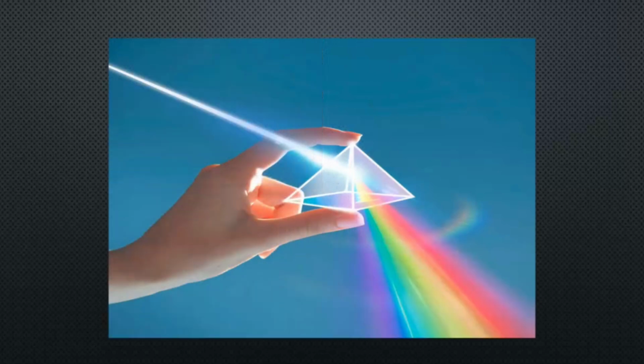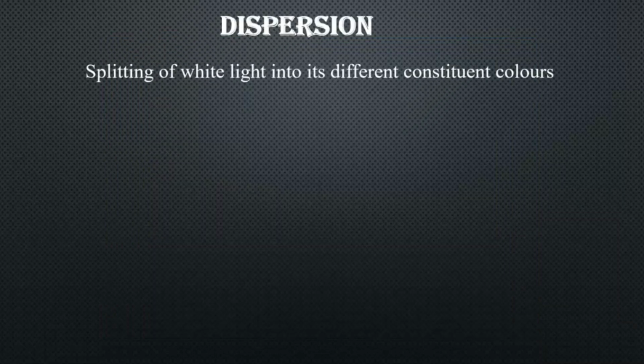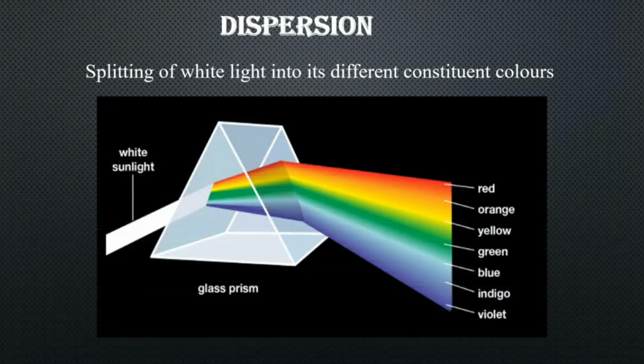Now, what do you mean by dispersion? See here, when white light hits the prism, it gets dispersed into its different colors. So we can learn how this takes place. What is dispersion? Dispersion is nothing but the splitting of white light into its different constituent colors. In this picture you can clearly see that.